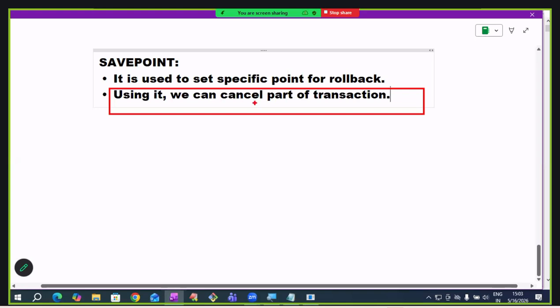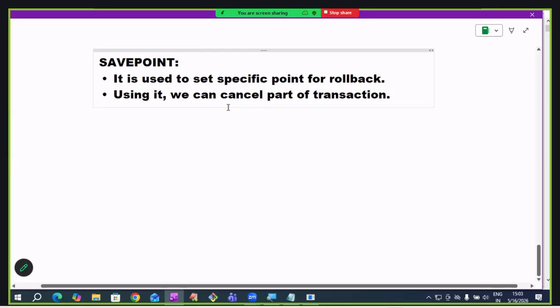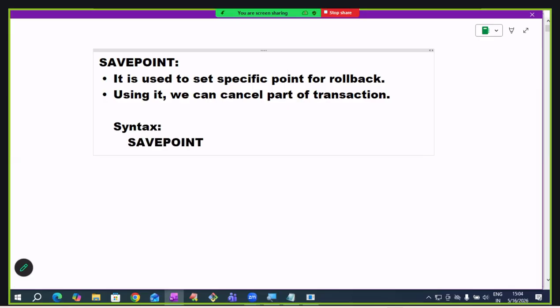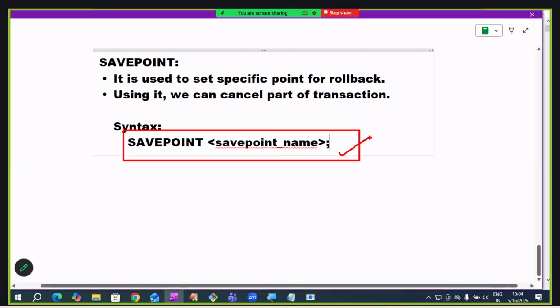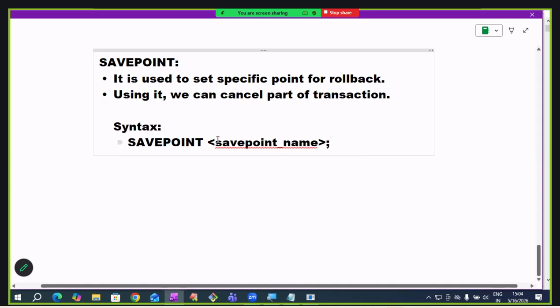When we are performing large transactions, at that time, this save point is useful. We can cancel part of the transaction using it. So how to set a save point? Observe here. The syntax is SAVEPOINT, then the save point name. Any name you can give by following identifier rules, like table name or column name.